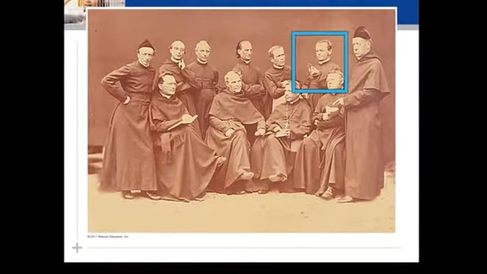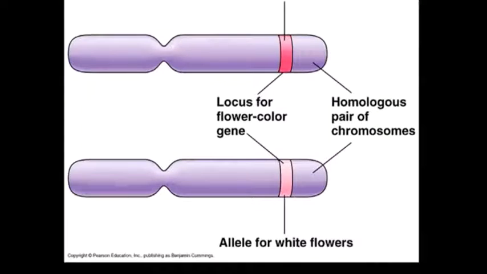Mendel was unaware that traits were carried on our genes. He proposed that the units of inheritance were discrete particles in what he called the particulate theory. For example, the gene for flower color in pea plants exists in two versions, one for purple flowers and the other for white flowers. These alternative versions of genes are now called alleles. Each gene resides on a specific locus on a specific chromosome.